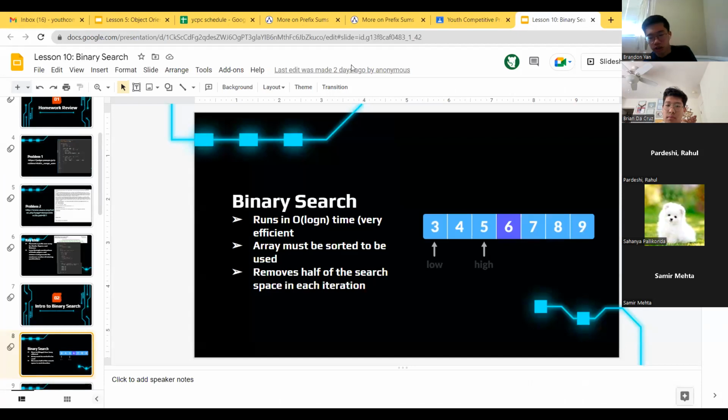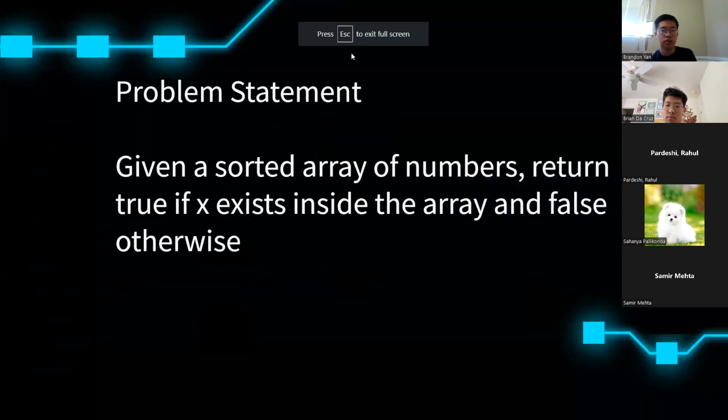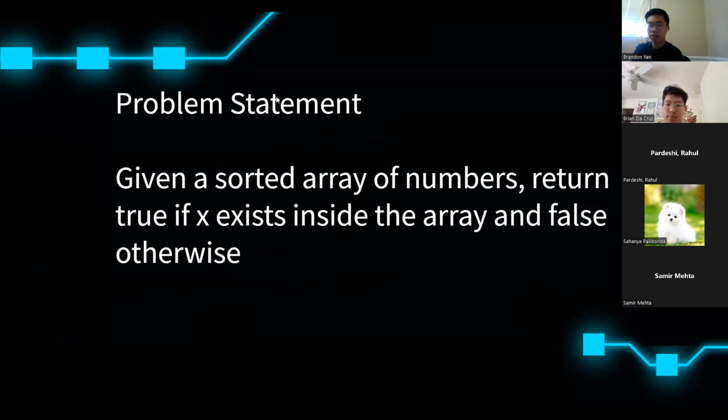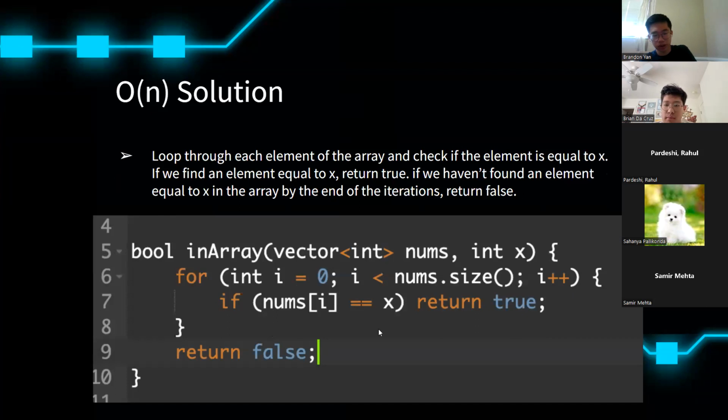Okay, let's move on to a problem relating to binary search. Before we go into binary search, I want to go over the iterative or naive way to do this. Given a sorted array of numbers, return true if x exists inside the array and false otherwise. Normally we would iterate through the entire array, and if we find a number that equals the desired number, we return true. If we iterate through the entire thing and don't find it, we'll just return false.